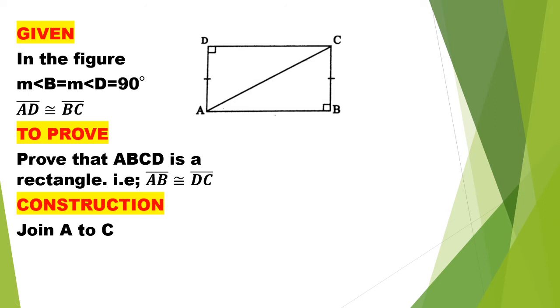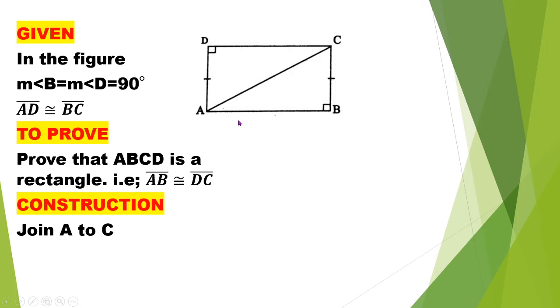Actually, a rectangle has four sides, all opposite sides are congruent and all the angles are 90 degrees. As the angles are already 90 degrees, we have to prove the one remaining thing, that side AB is congruent to side DC in this rectangle ABCD. To prove this is a rectangle, we have to prove that these two opposite sides are congruent.